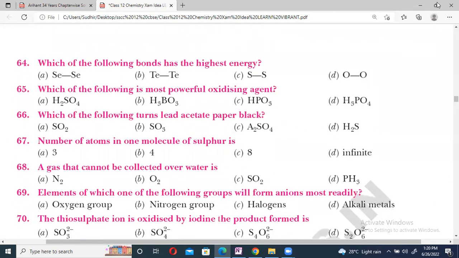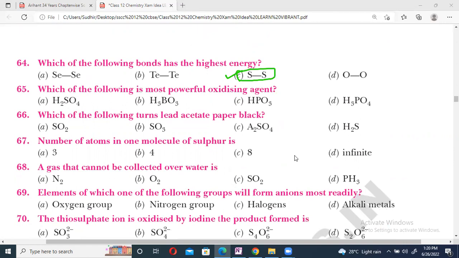64. Which of the following has the highest bond energy? Sulfur will have higher bond energy than O-O. Then, which of the following is the most powerful oxidizing agent?